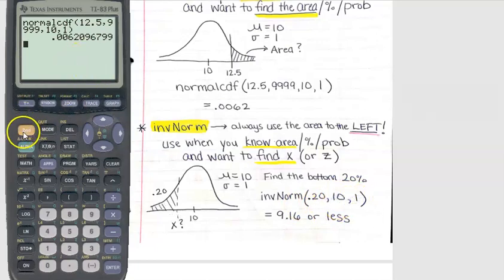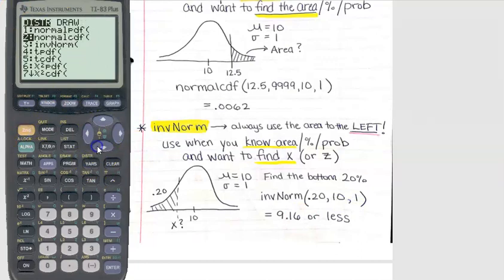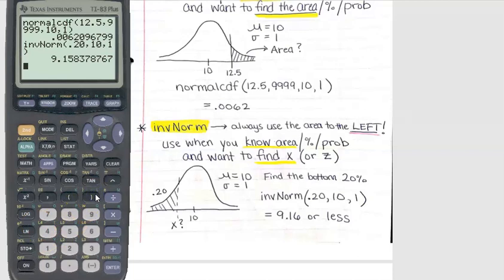So if we go up here, we do distributions again. We go to inverse norm, which is number 3, and we put in 0.20, 10, and 1. And we get 9.1. If we rounded it to 2 decimal places, we'll say 9.16. So the lower 20% or the bottom 20% falls below 9.16, or you could say it's 9.16 or less, however you want to say that.